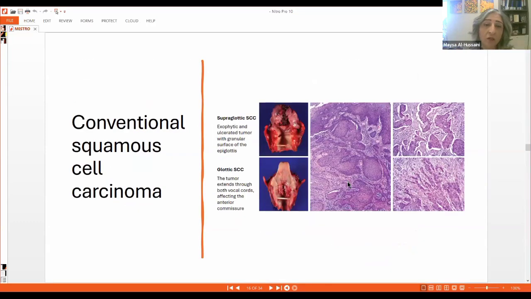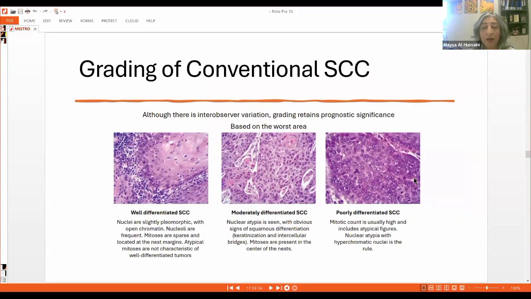Now, moving into invasive carcinoma, the most common type, the one that we mostly encounter, is the conventional squamous cell carcinoma. And what we see, this is the surface epithelium with dysplasia, and then there are tongues of dysplastic epithelium invading into the underlying subepithelial connective tissue, sometimes in the form of irregular islands, sometimes in the form of cords associated with dysplasia. Now, one thing that the reporting pathologist should address whenever we talk about conventional squamous cell carcinoma is a grade.